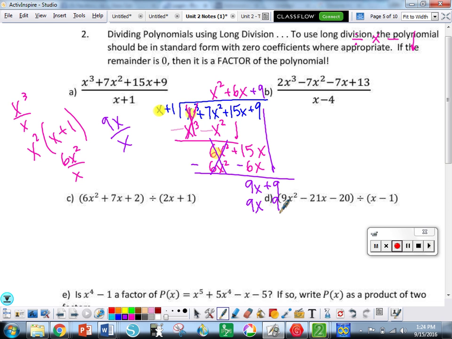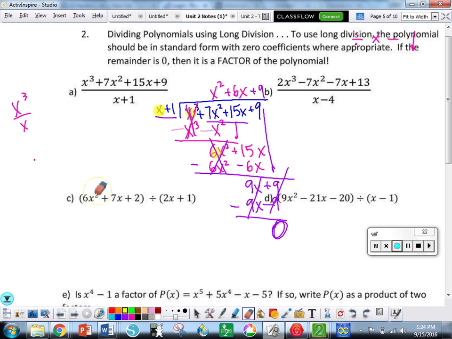Divide, multiply, subtract. Change the sign. That cancels, I get 0. So it means one of two things: it's a factor. I got a 0, so that means this goes into this evenly, right? My answer is x squared plus 6x plus 9.